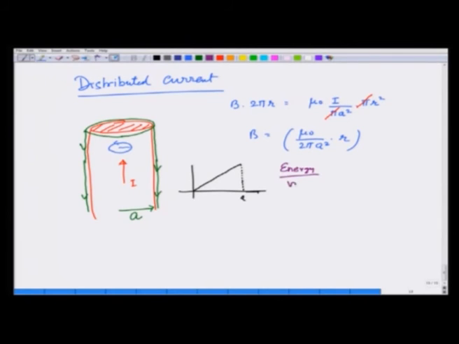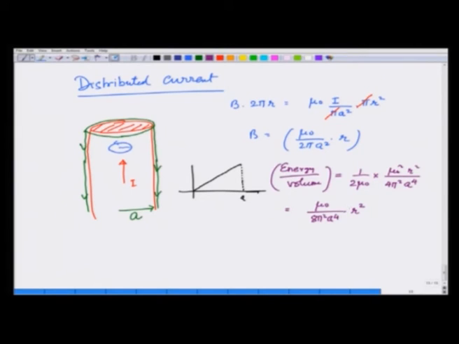the energy stored, energy per unit volume, is going to be equal to 1 over 2 mu 0 times mu 0 square I square r square over 4 pi square a raised to 4, which is equal to mu 0 I square over 8 pi square a raised to 4 r square.